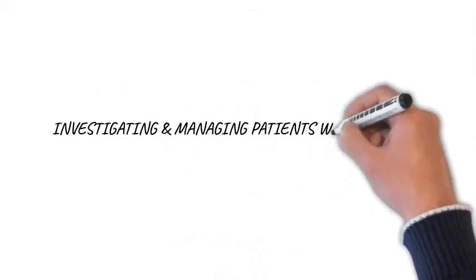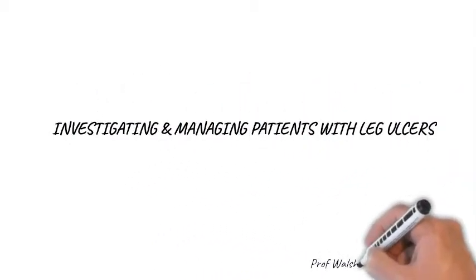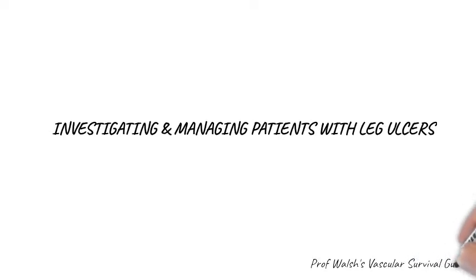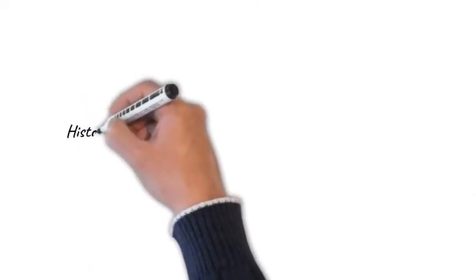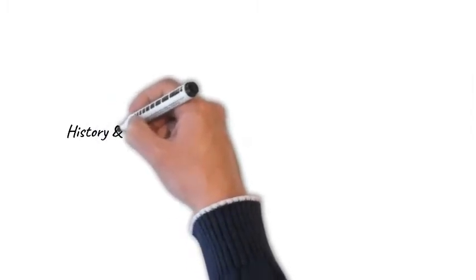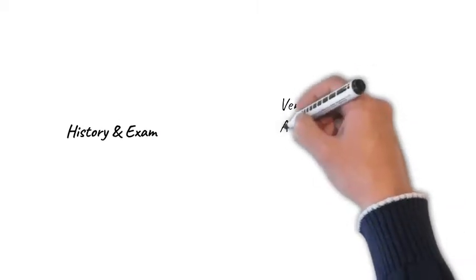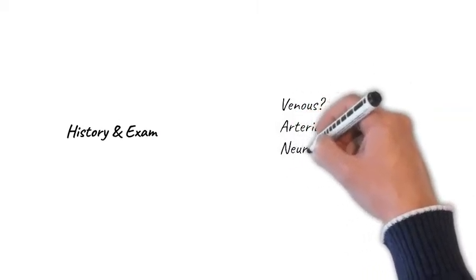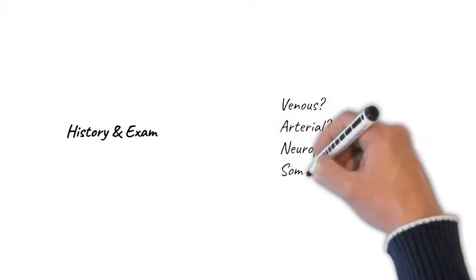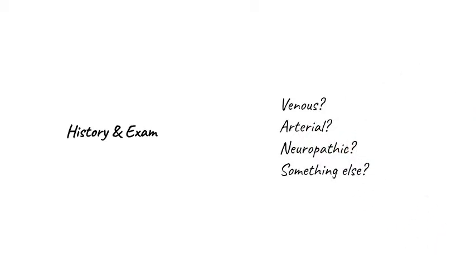In this video, we're going to talk about how to investigate and manage a patient who presents to you with a leg ulcer. Once you've completed your history and physical examination, you need to decide what type of leg ulcer you think you're dealing with. And in practical terms, this means you need to ask, is it venous, arterial, neuropathic, or is it something else?